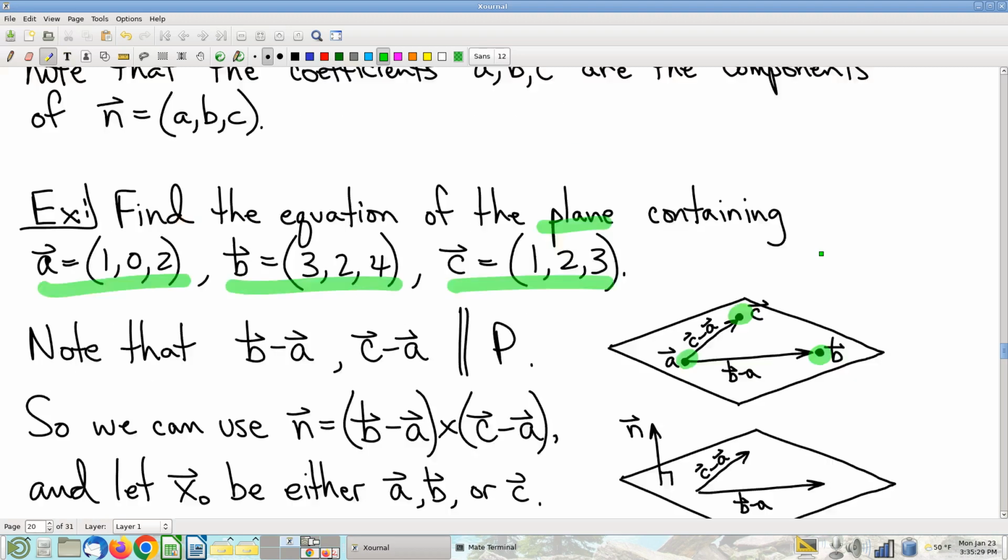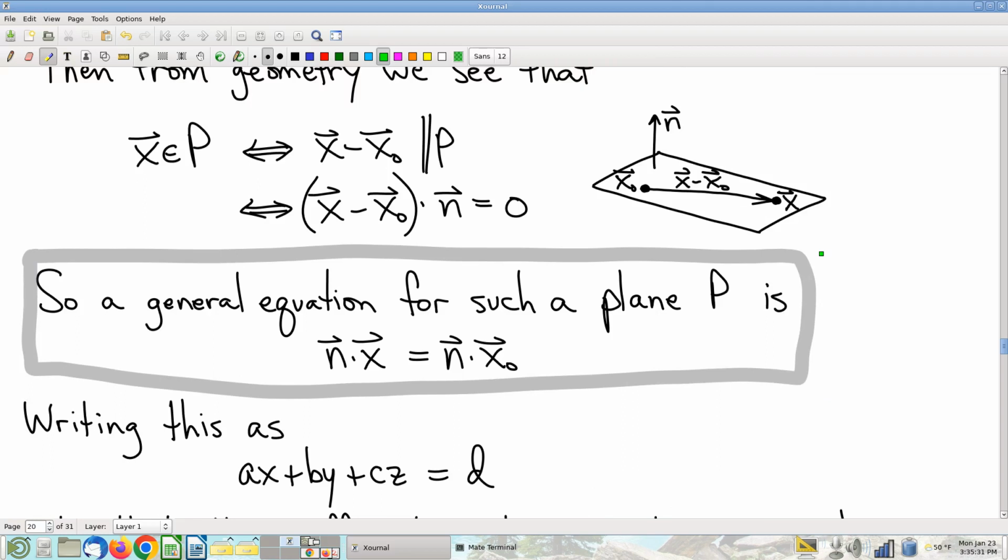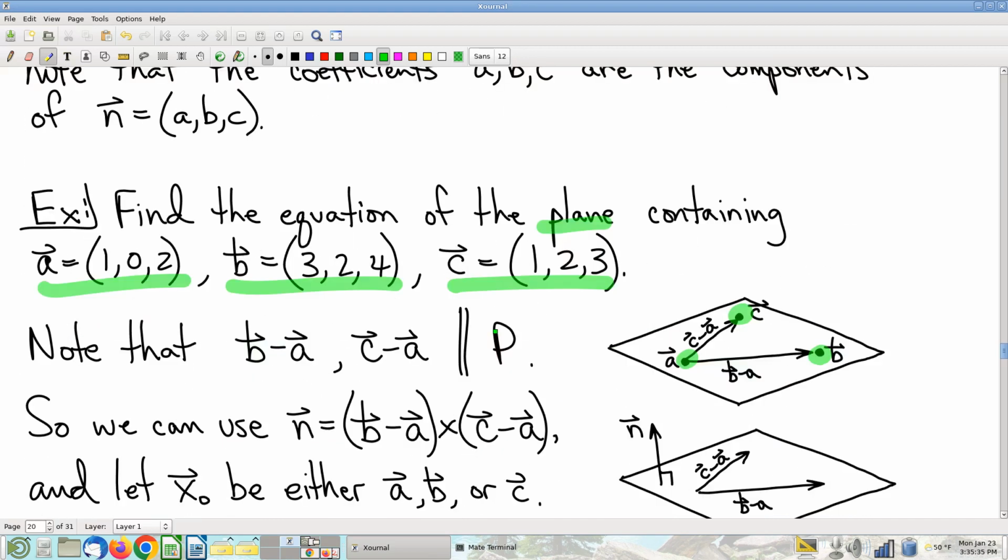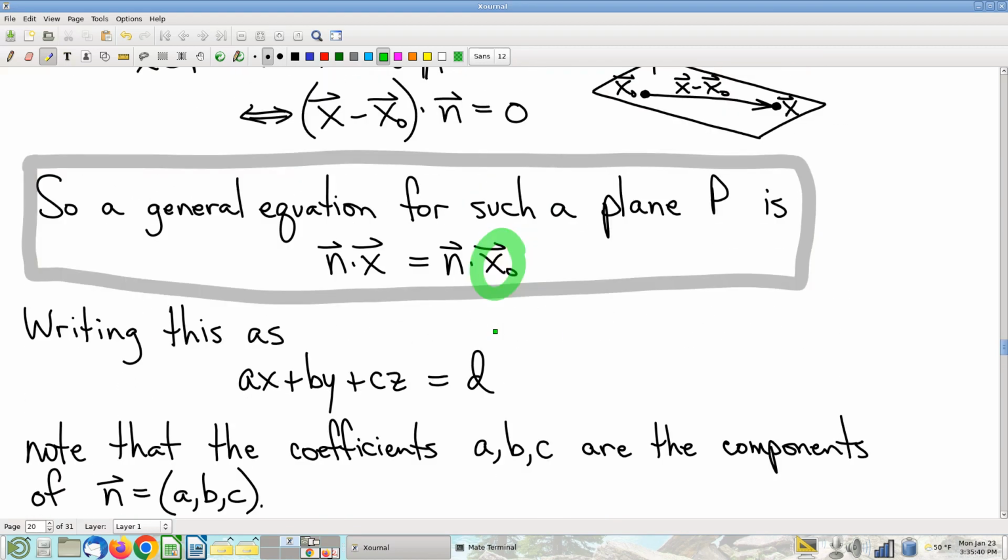Now, to find the equation, I need two things. I need a point in the plane. Well, I've got three of them. We've got all the points in the plane we could possibly have any use for, so that's not a problem. The big trick then is to figure out, but what is this normal vector?